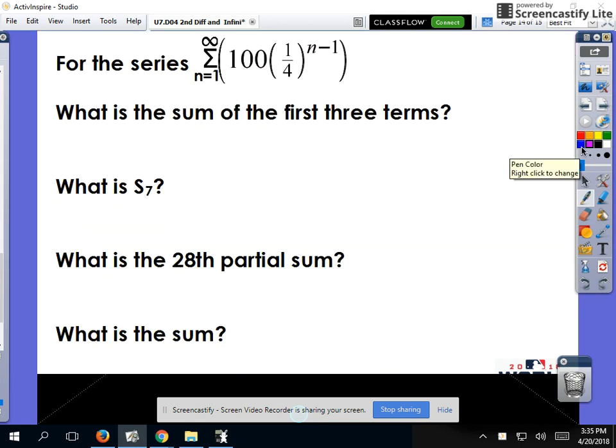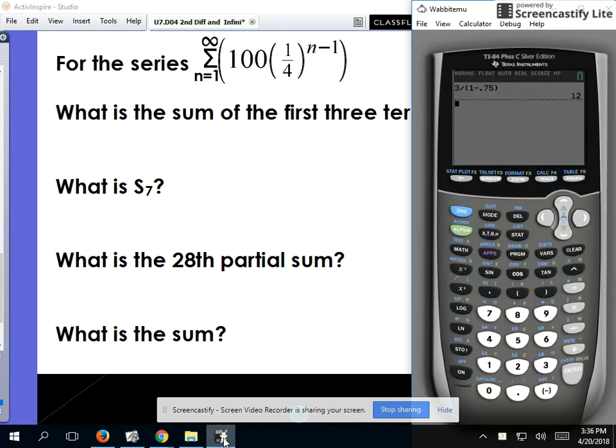All right, so for a given series, we're told that we're going to infinity. We start at 1, and then it's 100 times parentheses 1 over 4 to the n minus 1. What is the sum of the first 3 terms? Well, I think we might need our calculator to help us with this. So let's go ahead and turn our calculator on. Do you remember where the summation was? It was here. Go ahead and click on that.